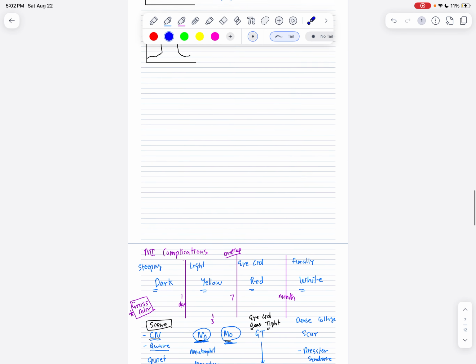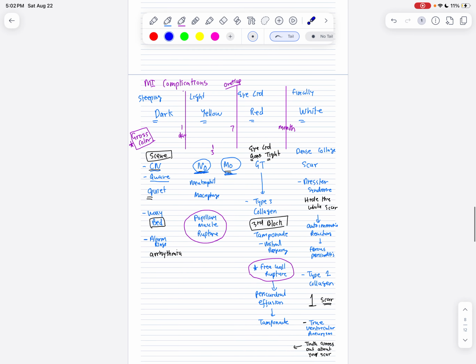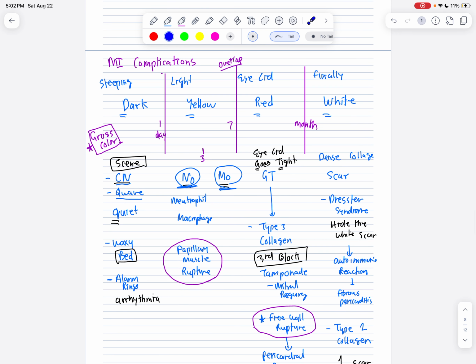Next, let's talk about MI complications. So, a person asks MI and what happens after day one, day seven, or after a few weeks. They will give you some scenario and ask you secondary questions. When do we see the waxy bed or arrhythmias, and maybe they will give you the gross pathology and say this is dark, and what should we expect.